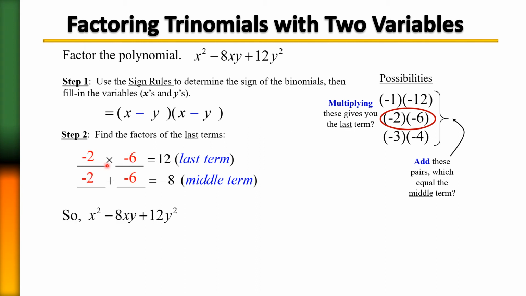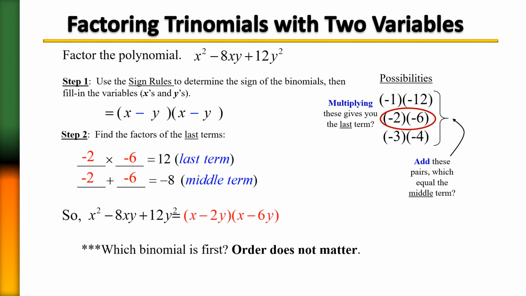Negative 2 times negative 6. Yes, it does equal positive 12, my last term. Now we're going to add those same numbers, negative 2 plus negative 6. It does equal negative 8, my middle term. Since both numbers meet the criteria, it's going to factor into x minus 2y times x minus 6y. And there you have it. We factored the trinomial, and again, order does not matter.